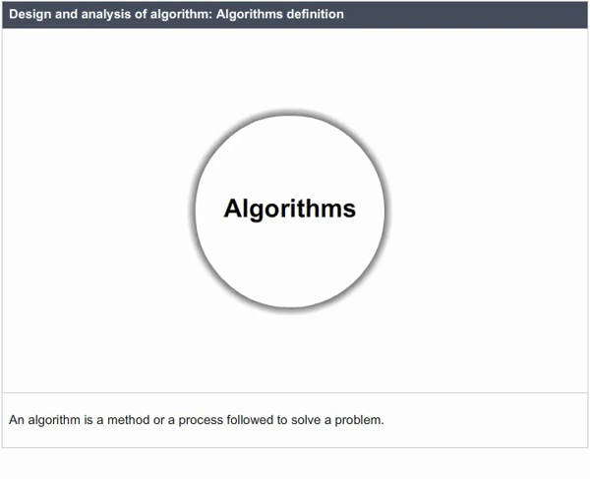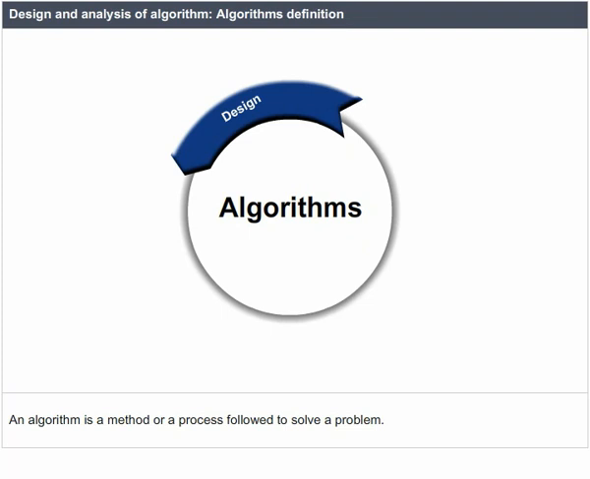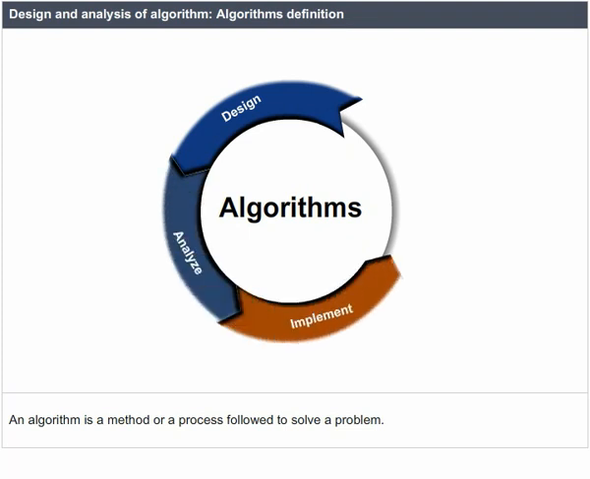Design and analysis of algorithms, definition. An algorithm is a method or a process followed to solve a problem. Design, analyze, implement, experiment.